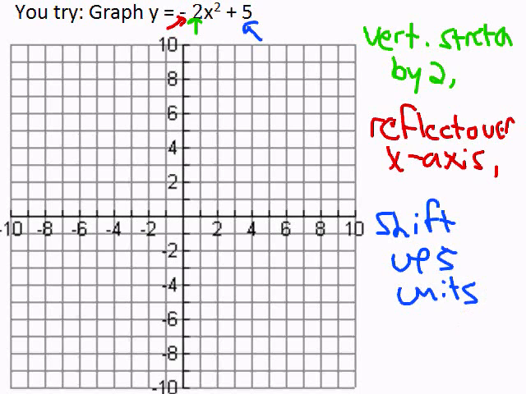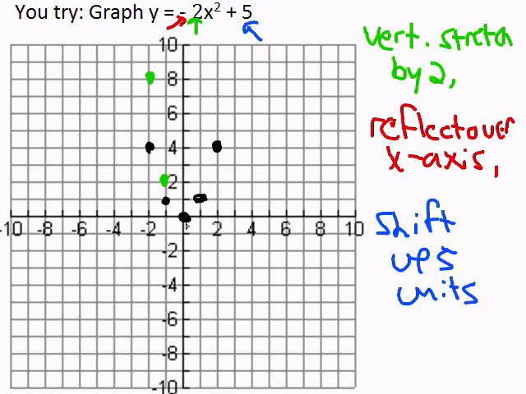So first we're going to plot our quadratic parent function. 0 squared is 0, 1, negative 1 squared is 1, negative 2 squared is 4, 1 squared is 1, 2 squared is 4. Then we're going to stretch each one of these by 2. That means we're going to make them twice as tall, or make the y values twice as much. So instead of being negative 2, 4, it's going to be negative 2, 8, because 4 times 2 is 8. 1, notice the y value right here for this point is 1, so 1 times 2 is 2.